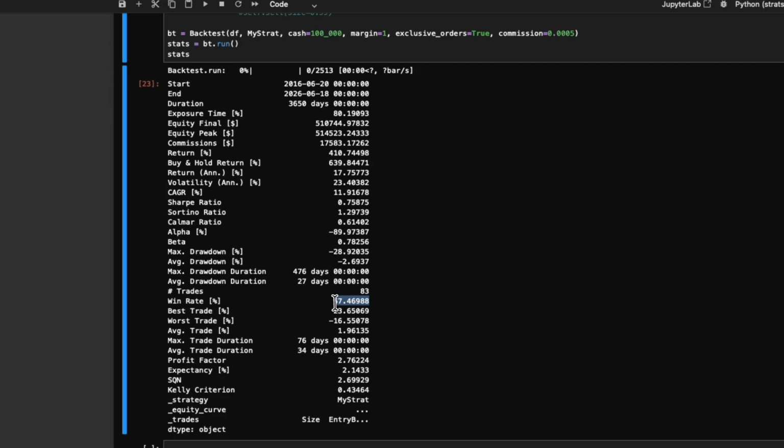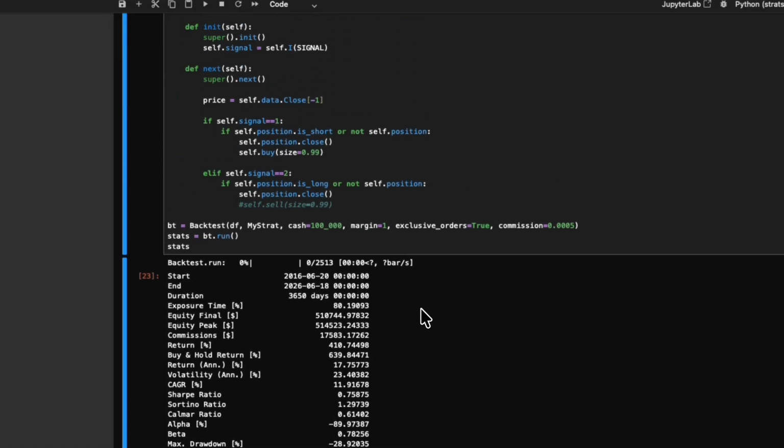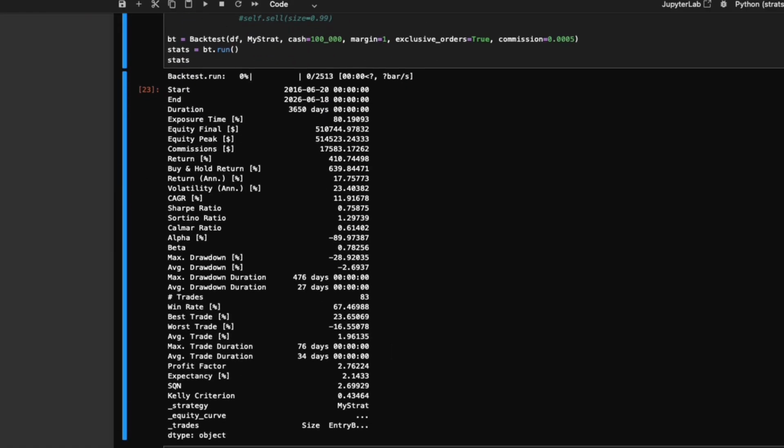But your win rate increases, and you've got 83 trades, so not a hell of a lot. You could probably play with this, or you probably should play with this. I've not really looked at it in any real depth. So you should probably play with your stops and your losses here just to see if you can improve this a little bit, because that's kind of a meaty, worse trade, isn't it?